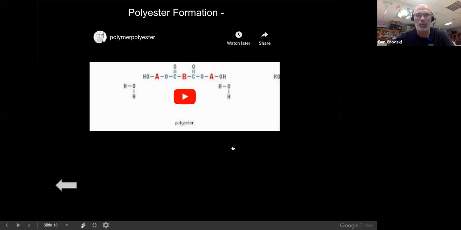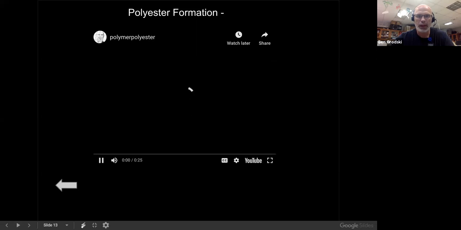In any case, here's polyester formation. This is showing the linkage. So I'm just going to play this. I don't think you're going to hear any sound. I'm just going to take this down. Hopefully, I have internet at the school.